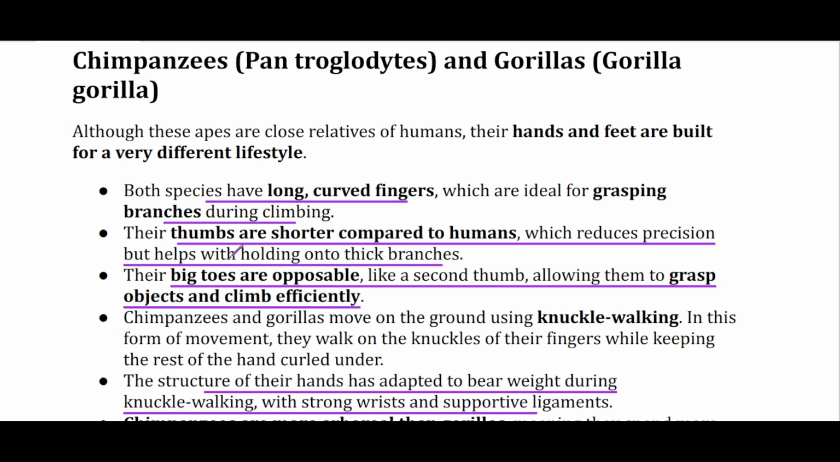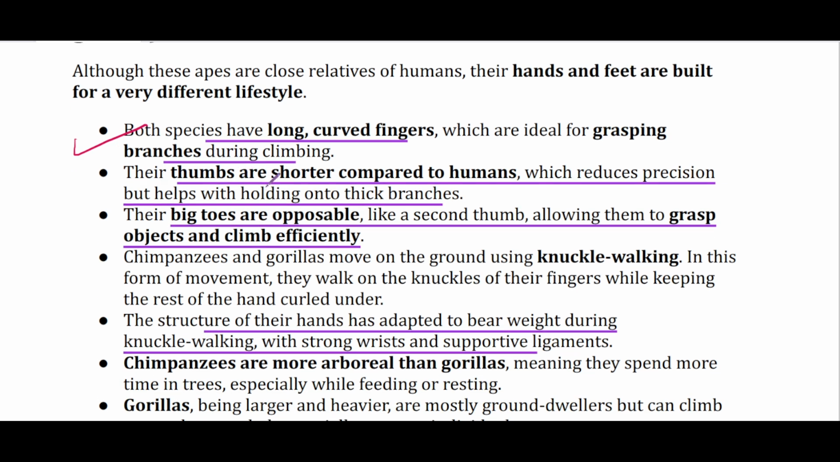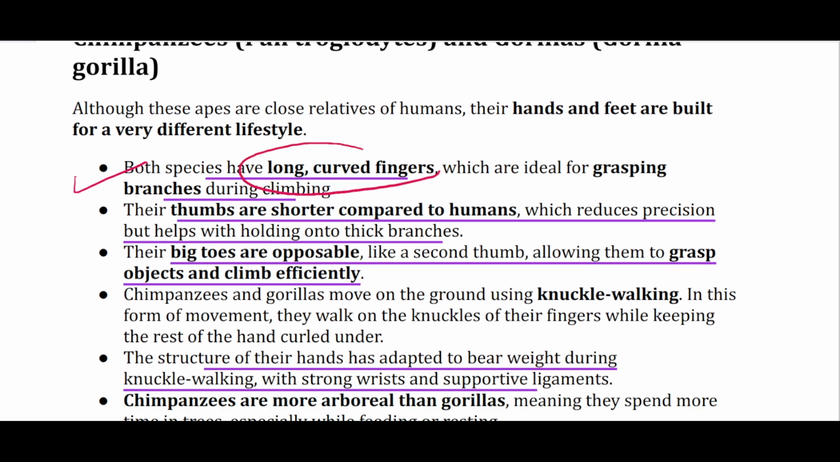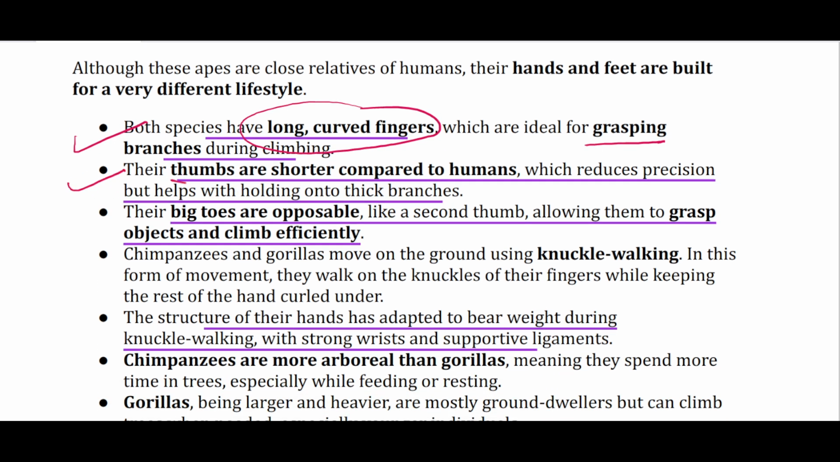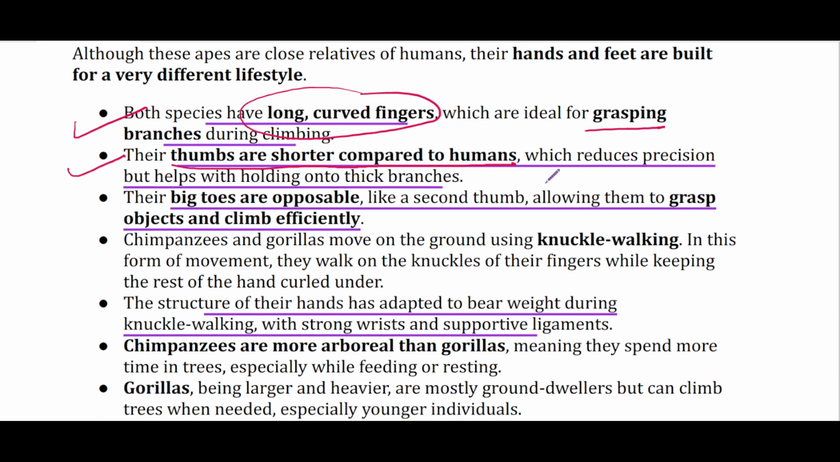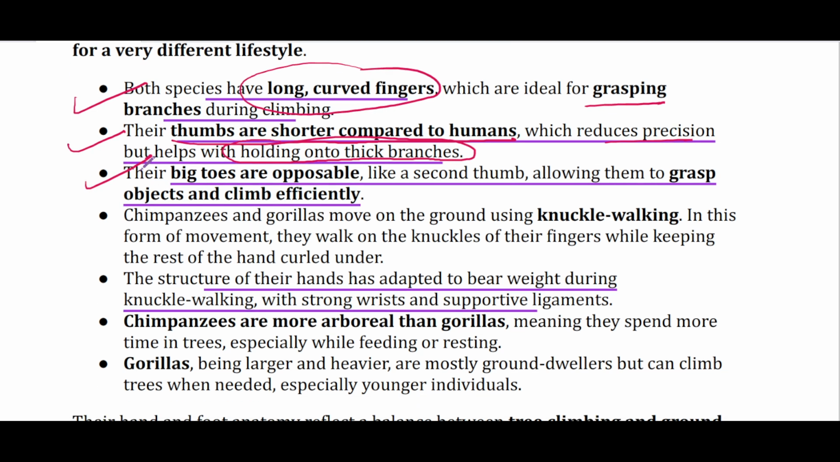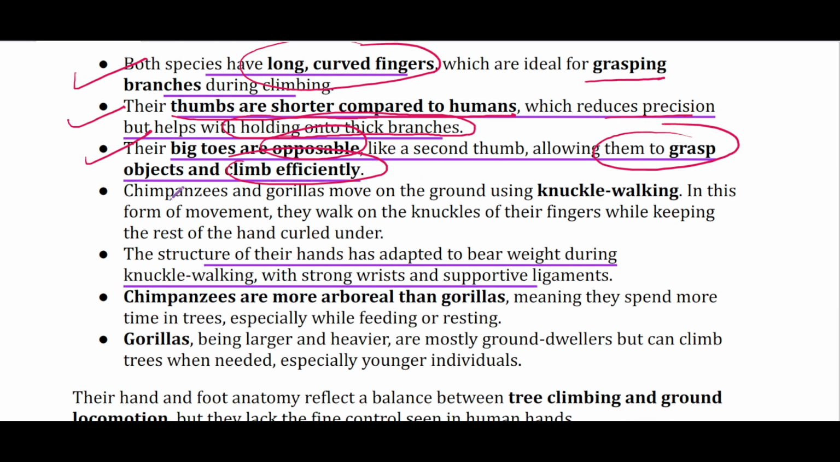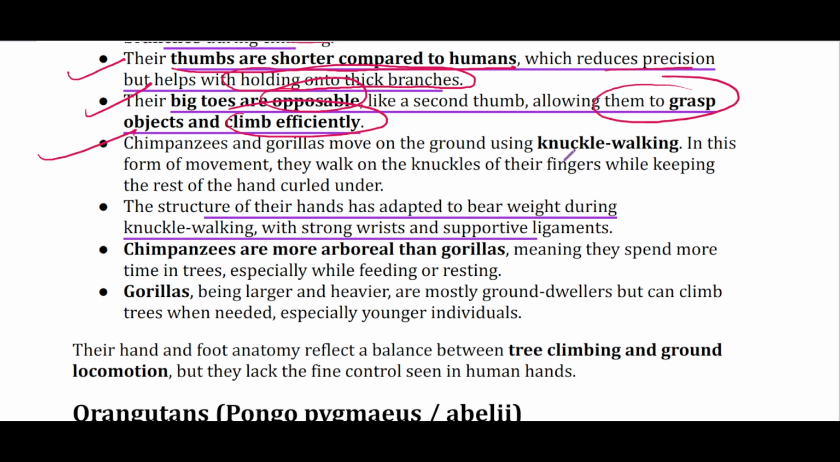Then chimpanzees. Chimpanzees and gorillas, both species have long and curved fingers which are ideal for grasping branches and knuckle walking. Their thumbs are shorter compared to humans, which reduces precision, but it also helps them hold on to thick branches. Their big toe, the hallux, the पैर का अंगूठा है, it is opposable, and this allows them to grasp objects and climb efficiently.